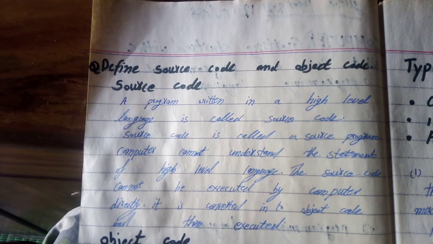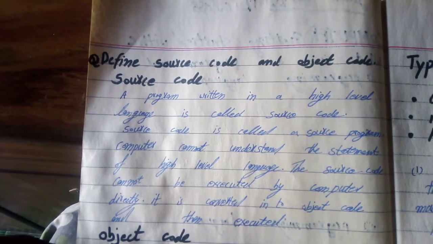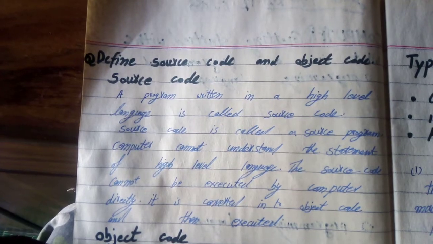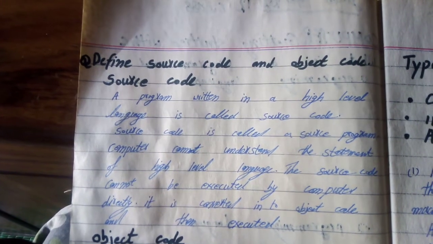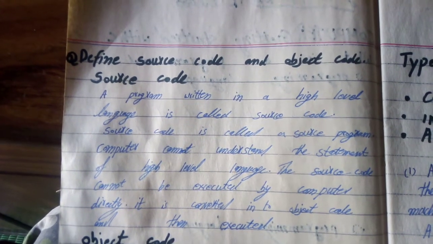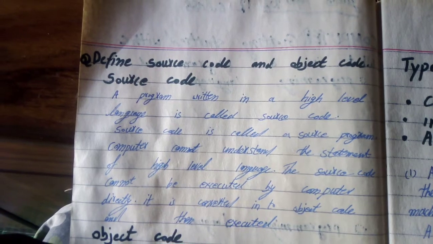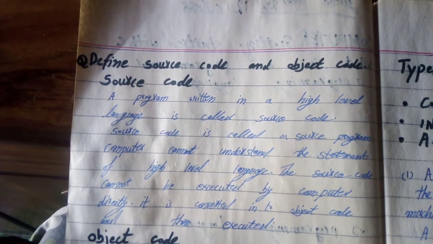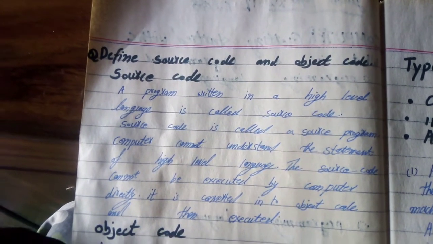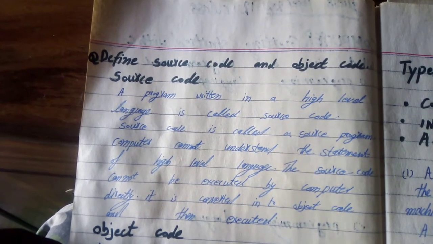Define source code and objective code. Source code, a program written in a high level language is called a source code. Source code is called a source program. Computer cannot understand directly. Computer cannot understand the statement of high level language. The source code cannot be executed by the computer directly.